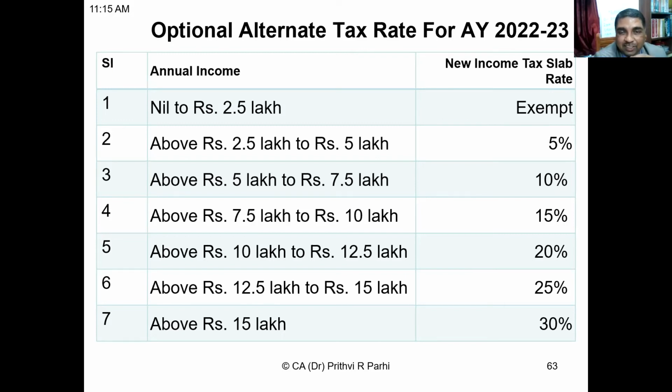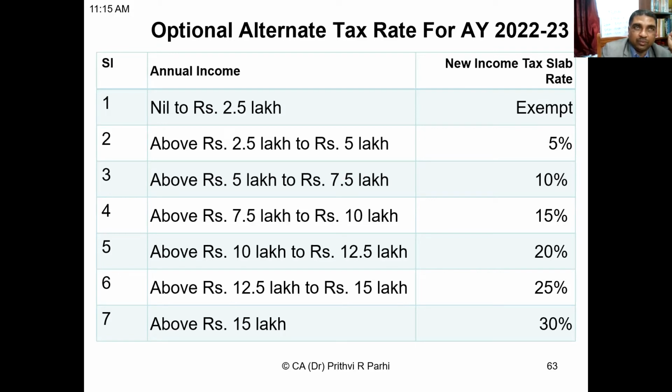Above 10 lakh, in the earlier scheme it was 30%. But here you see above 10 lakh up to 12.5 lakh, it is 20%. 12.5 lakh to 15 lakh is 25%. Above 15 lakh only it is 30%. Okay, understood? Yes.